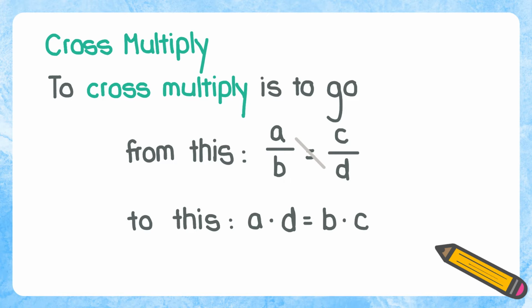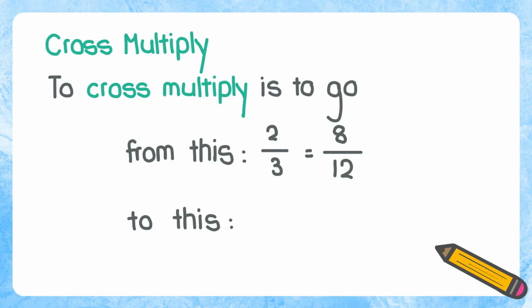So first, we multiply A and D. So we get A times D. And then we multiply B and C together. So we multiply across there as well. Notice how we have a cross. This is why we call this cross multiplication. We multiply across A times D and also B times C.